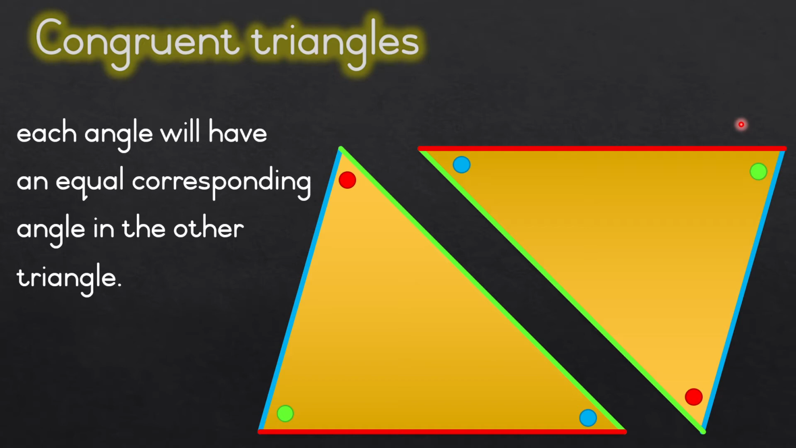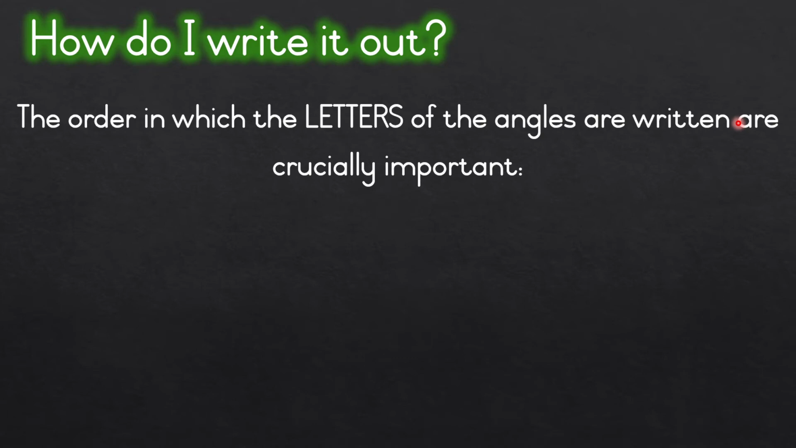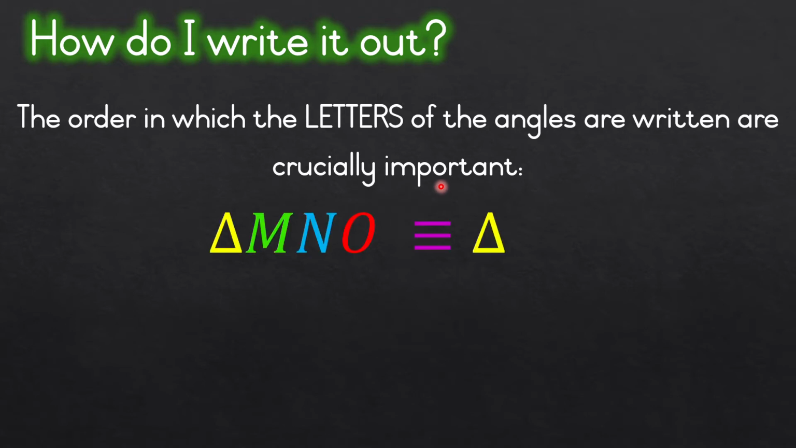Next, we're looking at how to write this out. This is very important to know, because if you write it incorrectly, then the meaning obviously changes. First of all, the order in which the letters of the angles are written is crucially important. For example, if I have a triangle MNO and I tell you that it is congruent to triangle ABC, then angle M will be the same as angle A. Angle N will be the same as angle B, and angle O will be the same as angle C.